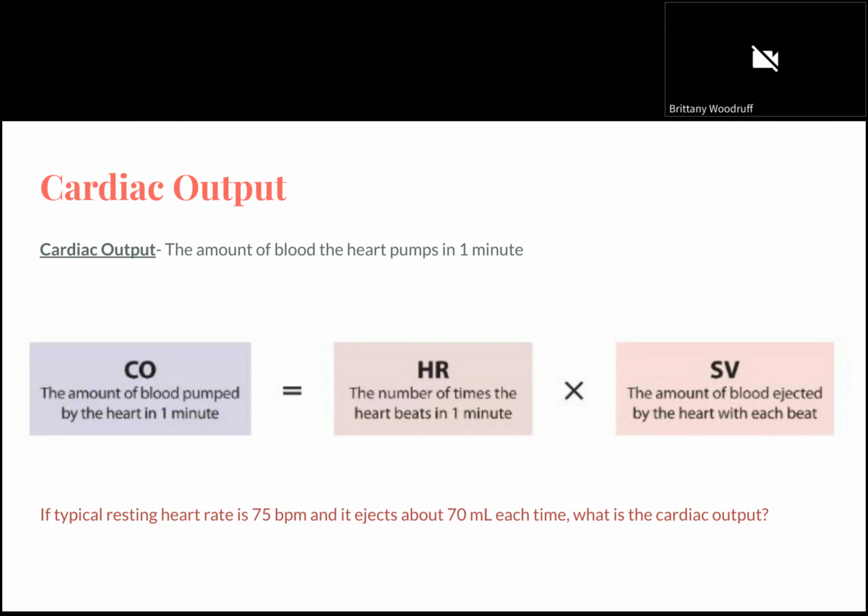To calculate this, if you have 75 BPM, is that the heart rate or the stroke volume? Heart rate, right? Beats per minute, heart rate. 70 ml would be your stroke volume. Then you would multiply them to get your cardiac output. You will not need to do math on this. At most, we will ask what the formula for cardiac output is. This is just to put it into context.